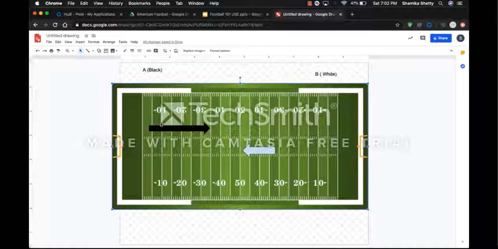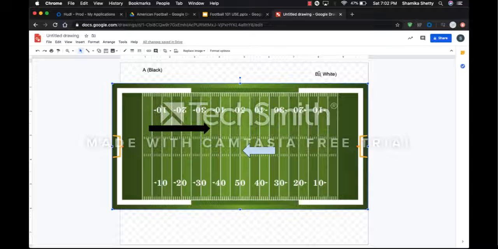Team A, maybe the black jerseys, are doing the kickoff. They have to stand in a particular formation. In that formation, the ball will be at minus 40 here. They will kick the ball. Kickoff means they will kick the ball to give it to the other team. Kickoff is not a scoring play. They just kick the ball to give it to the other team.